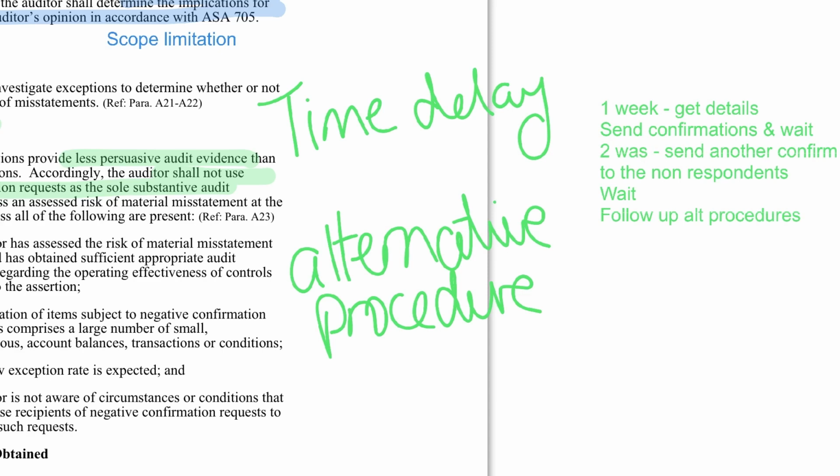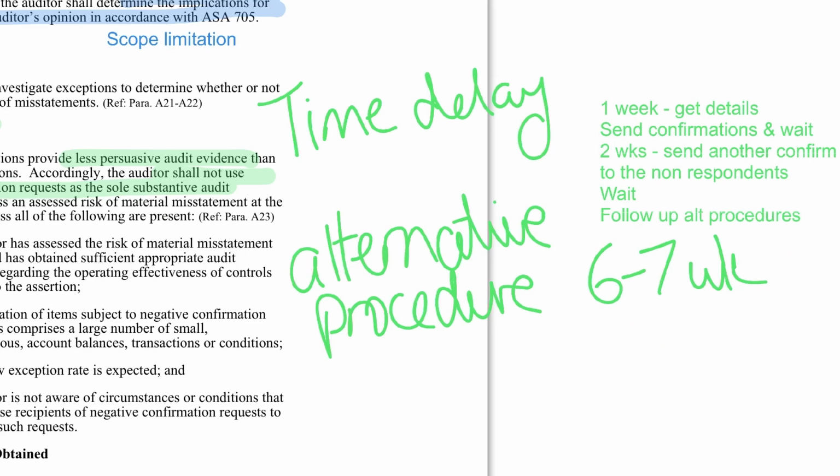Then you've got, I just realized I've got a spelling error there. Wait another 2 weeks to send out another range of confirmations, wait. All up, this could be a 6 to 7 week process. Now, most of the time, our end of financial year audits need to be done within this period.